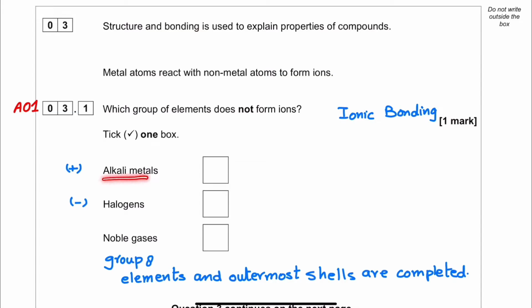Alkali metals are group 1 elements and they lose 1 electron from the outermost shell and get a +1 charge. Halogens are from group number 7 and they gain 1 electron to complete the outermost shell and gain a charge of 1 minus. Whereas noble gases are from group number 8 or group number 0 and their outermost shells are complete. Therefore, they don't want to undergo chemical reactions. As a result, they do not make any kind of ion. So the correct answer is noble gases.